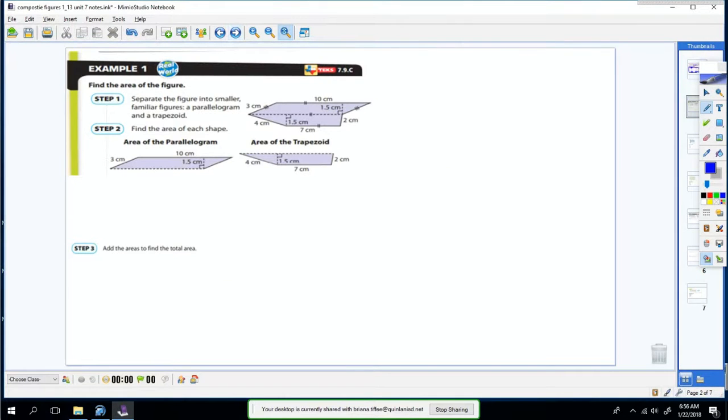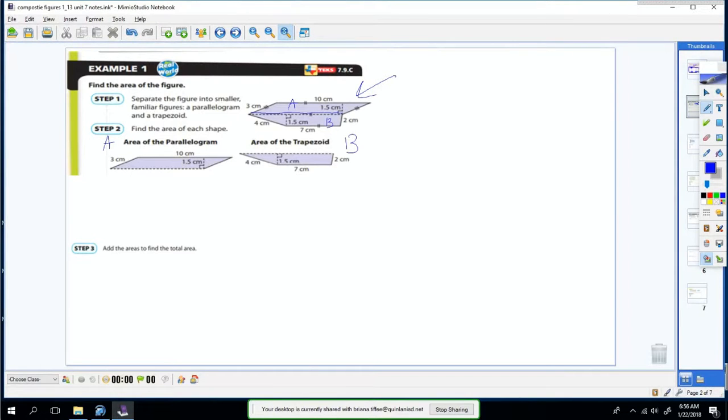So this is a composite figure. It is composed of two or more geometric shapes. So what you do is you break it up into the shapes you recognize. The way I like to do it is that you draw a line. So I draw a line down it, and I put an A on top and a B on bottom. So I have two shapes. I have an A and I have a B.